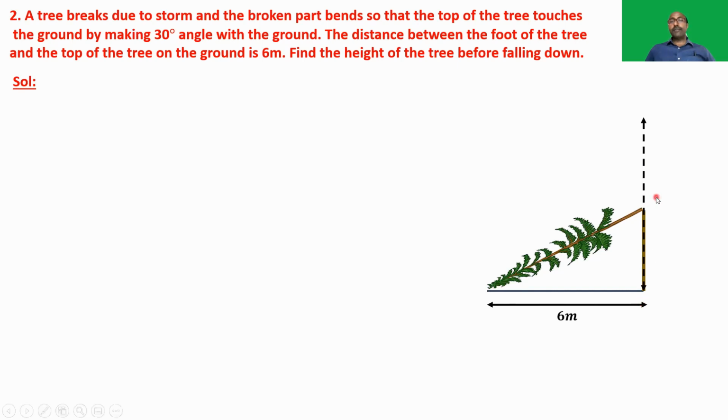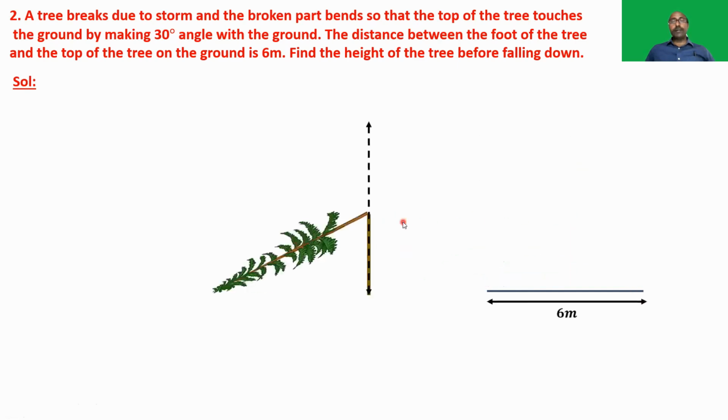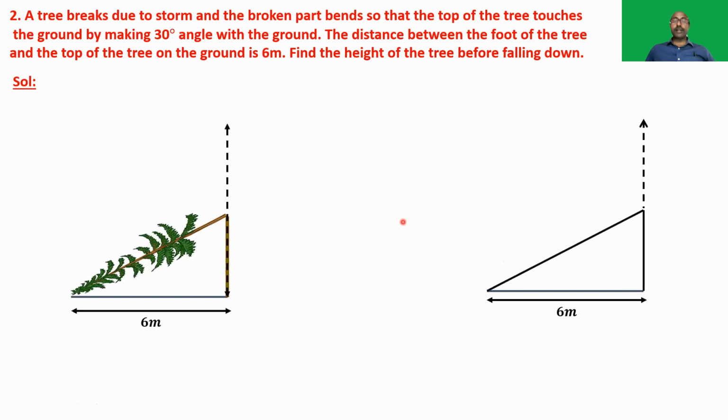Now here we have to find the height of the tree before falling down. That is height of the tree which stands and the height of the tree which is fell down. Okay. So now draw the lines according to the situation. Here the angle of elevation is 30 degrees. Here the angle is 90 degrees.